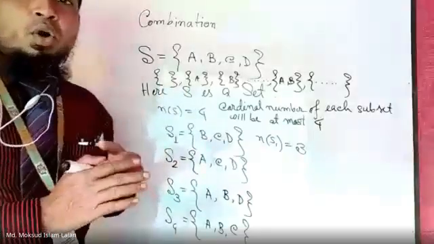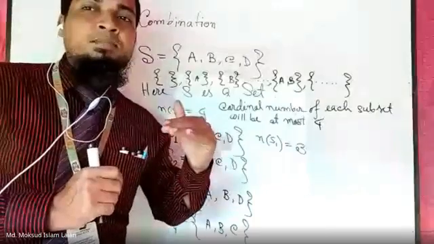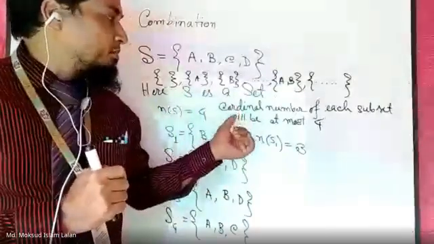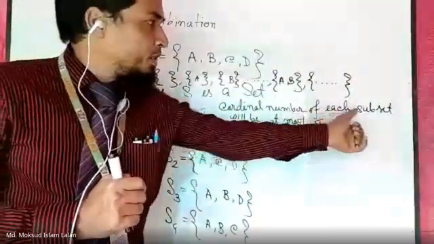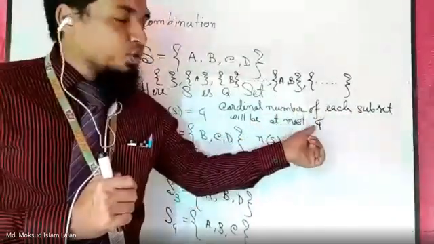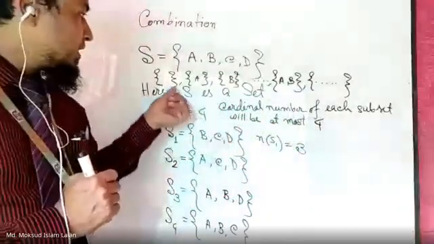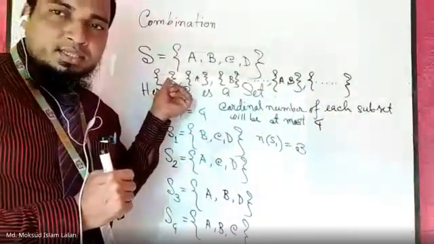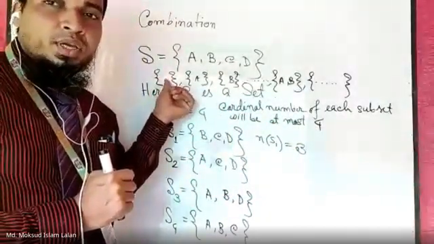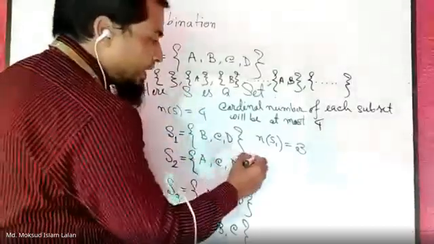So actually, what will be the cardinal number? The maximum cardinal number of each subset, at most, will be 4. Do you agree with me? Or maybe it will be 0. There is no element, so this is a subset. If there is no element, its cardinal number is 0. Do you agree with me or not?